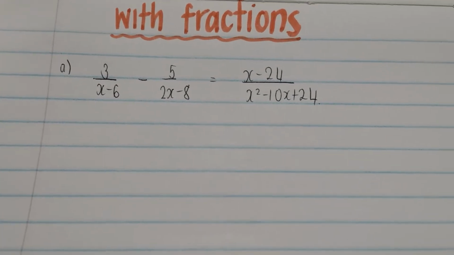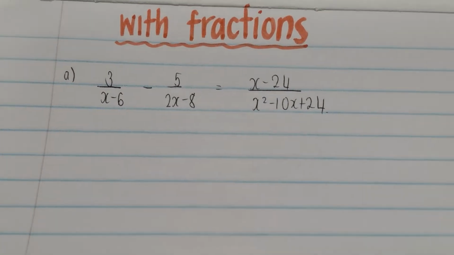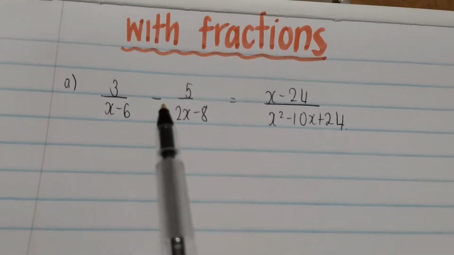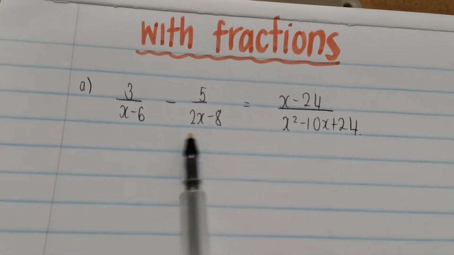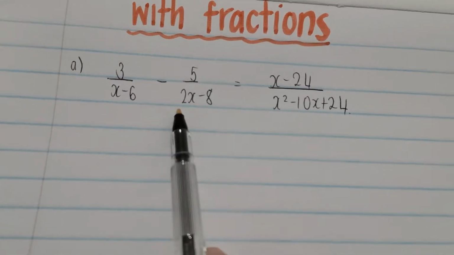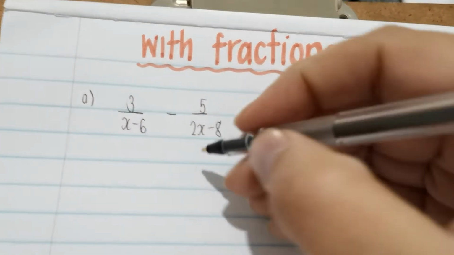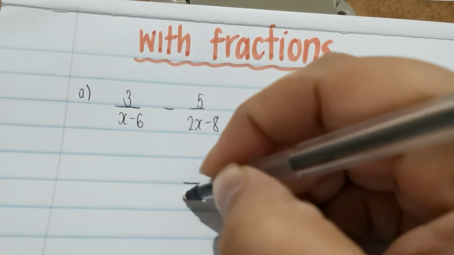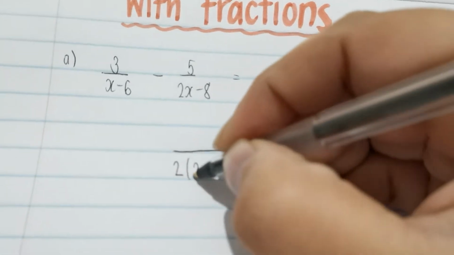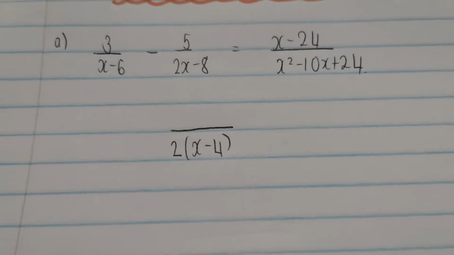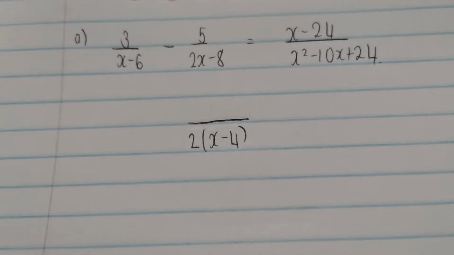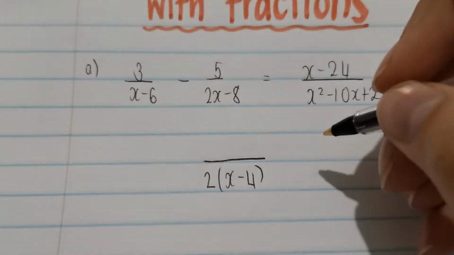Step number 1, we need to make sure that our denominators are all factorized. So I'm looking at this part over here. It's already factorized. This one over here, I can see highest common factor, the 2. Okay, so let's do this. Take out 2 as a common factor, leaving me with x minus 4. I apologize, these videos aren't the greatest of quality. They're just quick recaps for you guys, okay?